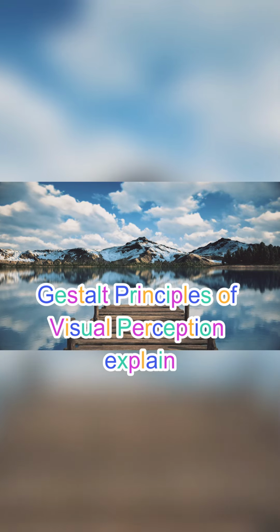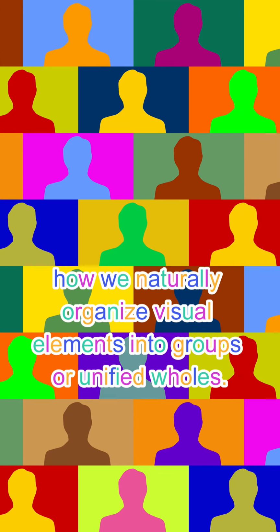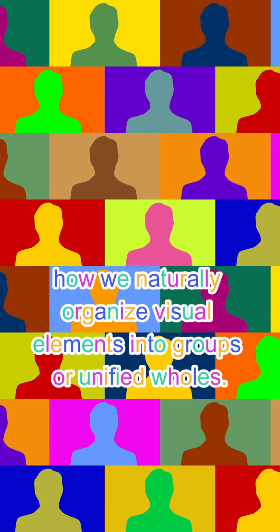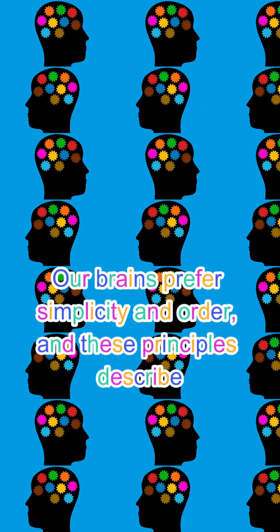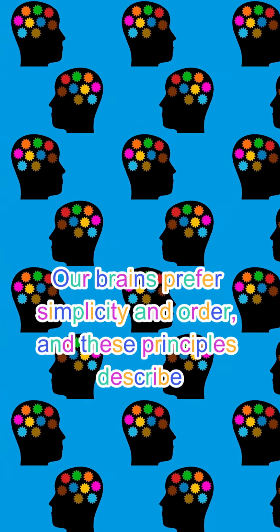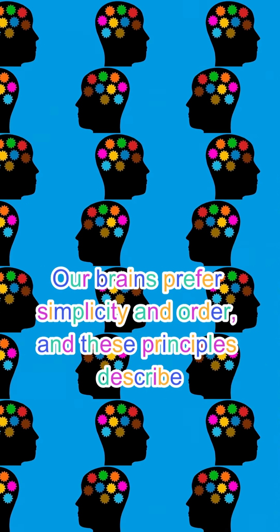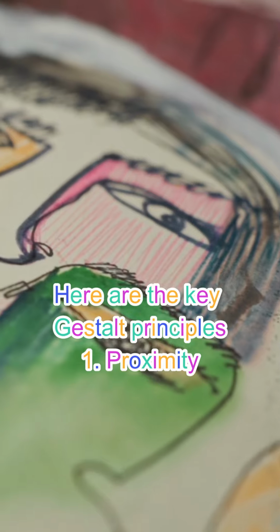Gestalt principles of visual perception explain how we naturally organize visual elements into groups or unified wholes. Our brains prefer simplicity and order, and these principles describe how we interpret complex images as simpler forms. Here are the key Gestalt principles.